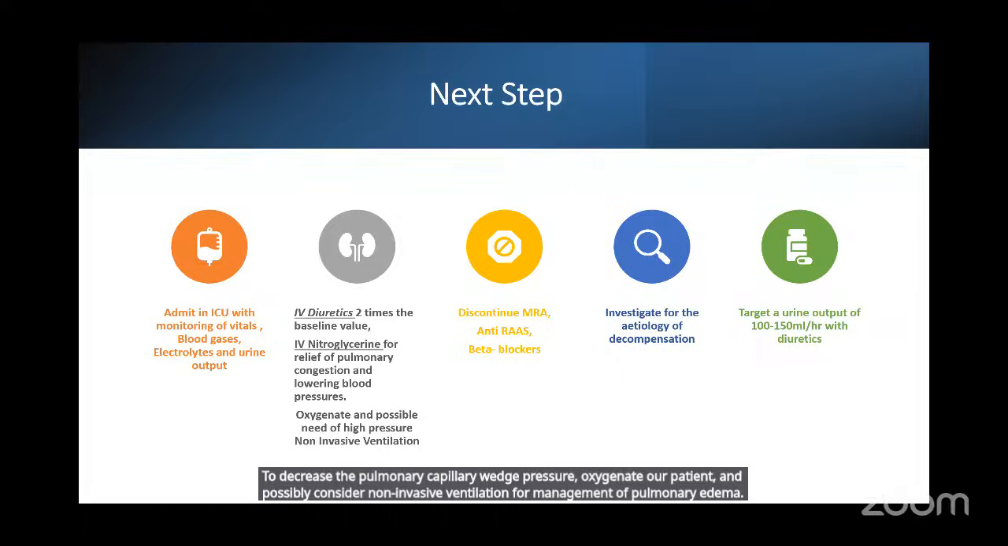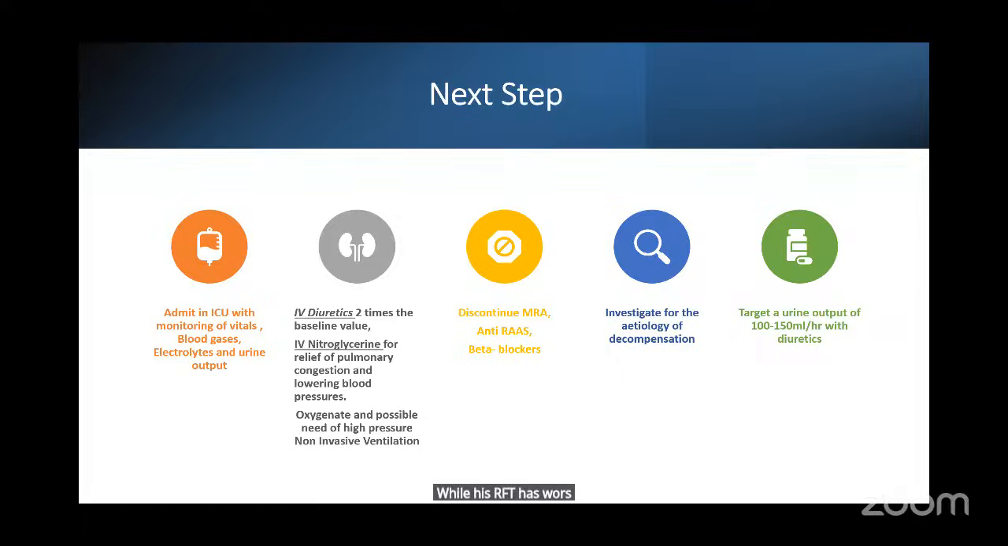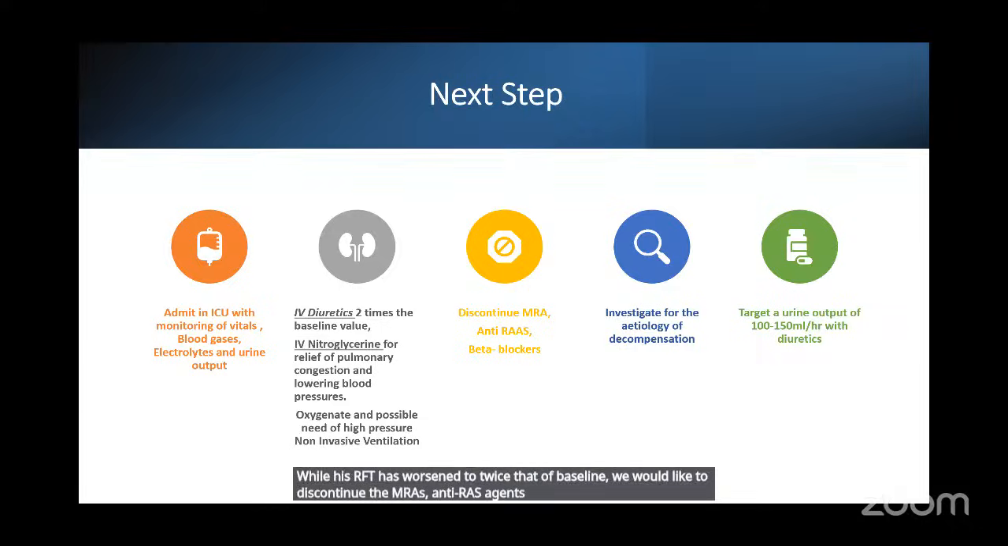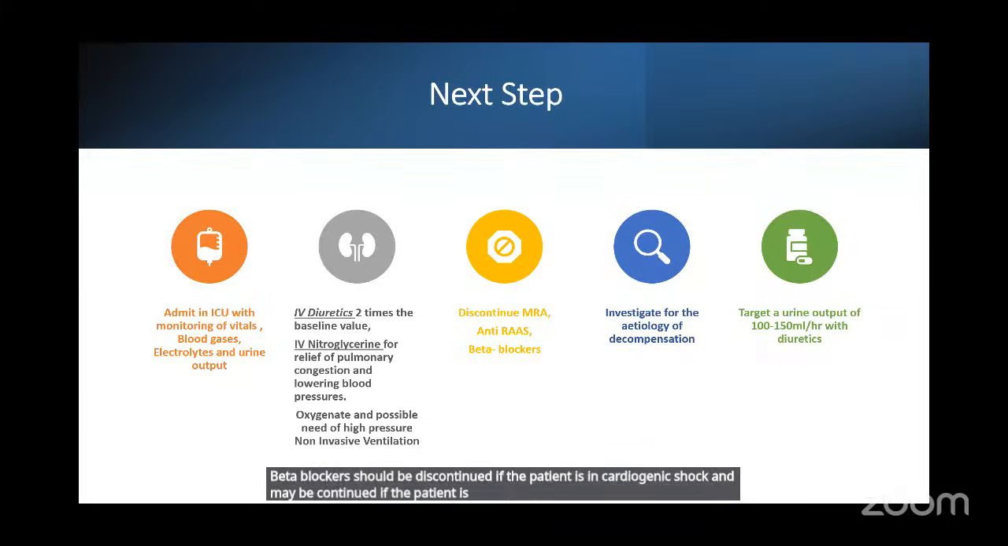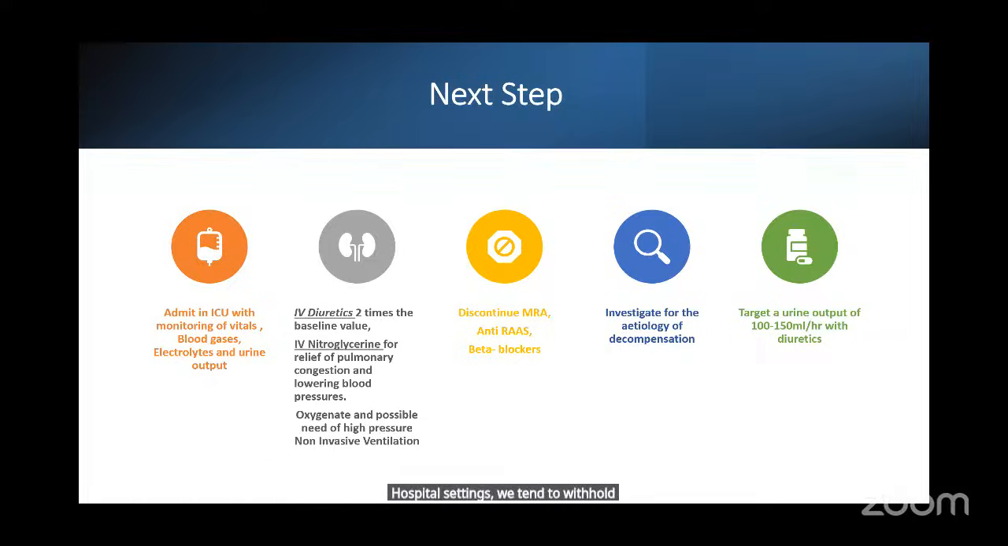While his RFT has worsened to twice that of baseline, we would like to discontinue the MRAs and anti-RAS agents, and because he is in heart failure and might worsen, beta blockers can initially be held. Although it is to be mentioned that beta blockers can be continued at this point. However, just to be safe, we discontinue it. Beta blockers should be discontinued if the patient is in cardiogenic shock and may be continued if the patient is having warm wet phenotype. However, in most hospital settings, we tend to withhold our beta blockers during acute heart failure.